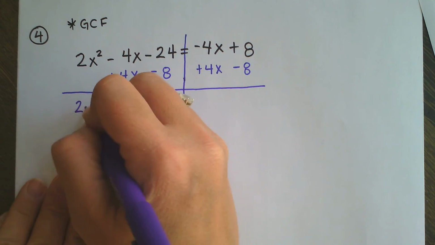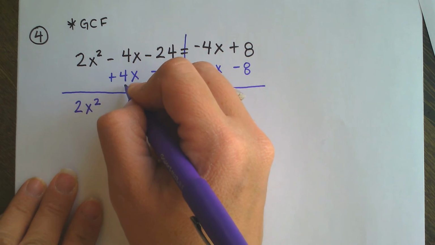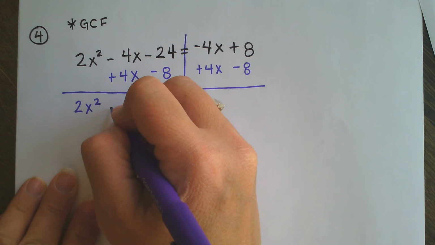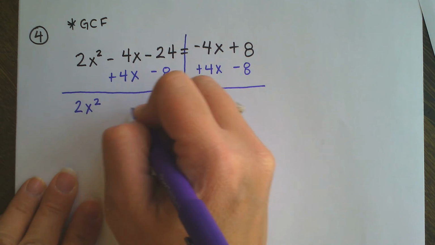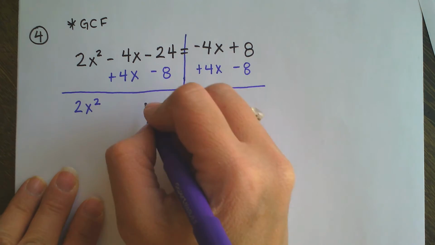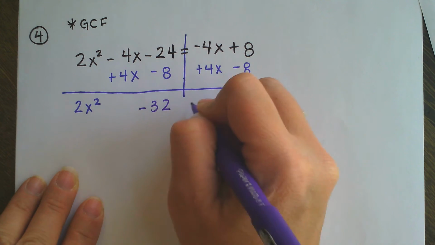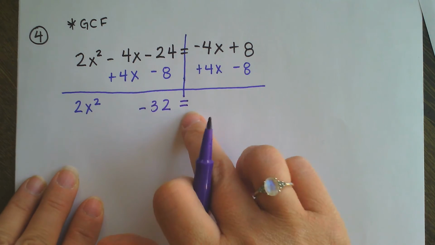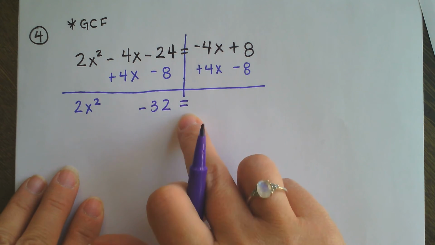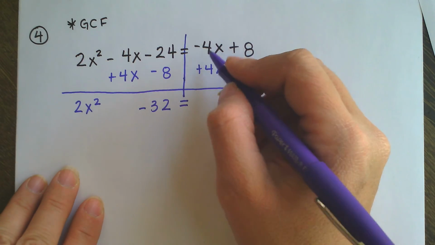So I've got 2x squared, negative 4x plus 4x. Well, that's 0x, so I'm not going to put anything in that spot. Negative 24 minus 8 is going to be negative 32. When you're working with equations, never lose your equal sign. You always want to keep it in your equation, especially when you're moving things around.